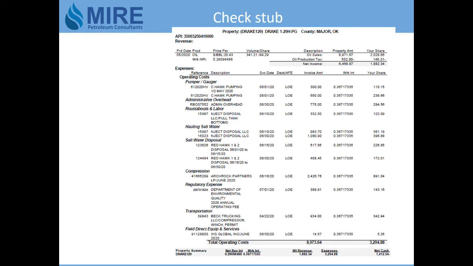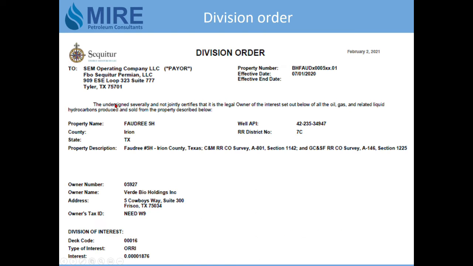All right, so what are some other sources of ownership data? So sometimes you're working for a client and they have check stubs showing their share of the well. So it might look like this, and this is a monthly statement of revenues and operating LOE, or lease operating expense. So it gives you a lot of information, but if you look right here, the working interest on this well, the Drake 129, is 36%. So that would be the working interest for this well. So that would be a way to get the information.